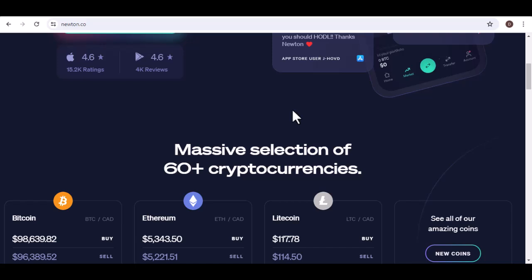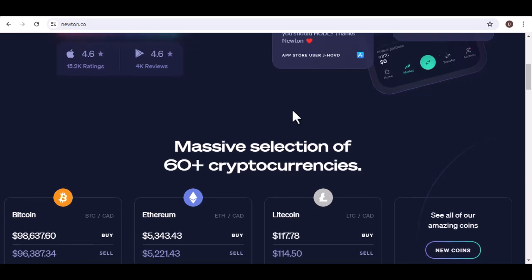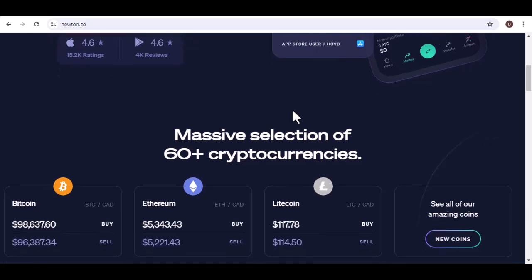Debit/credit cards. Quick and easy, using a debit or credit card is often the fastest way to fund your Newton account. Simply enter your card details and the amount you want to deposit. Instant deposits. Most card deposits are processed instantly, allowing you to start investing immediately.